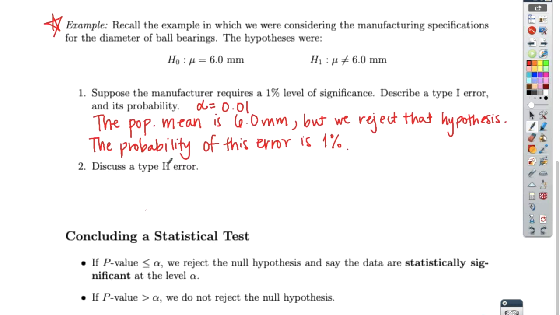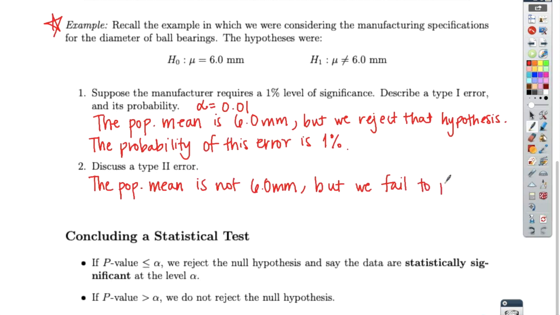Now, discuss a type 2 error. That's kind of going the other way. A type 2 error is where the null hypothesis is false, so the population mean, mu, is not 6.0, but we don't reject that hypothesis. We fail to reject the null hypothesis. The probability of that is called beta, but you don't have to worry about that one too much. We just really care about alpha, the level of significance.